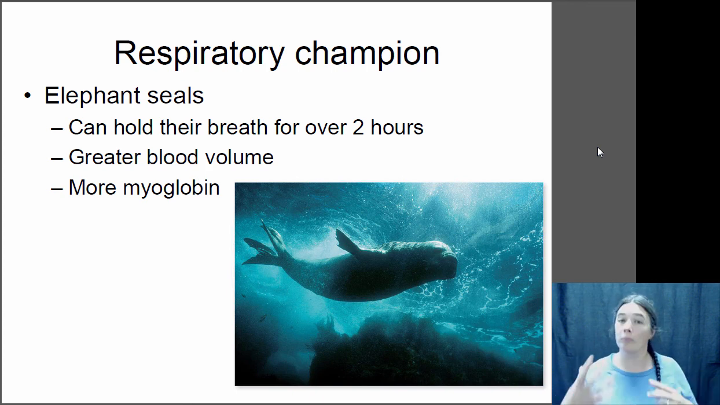And so the really large blood volume means they have a lot of hemoglobin in their blood, their big volume of blood, to store a lot of oxygen for these deep dives. And they also have way more myoglobin in their muscles than we do. And both of these things allow them to store a lot of oxygen while they're up at the surface breathing, and then be able to use that oxygen while they're diving.